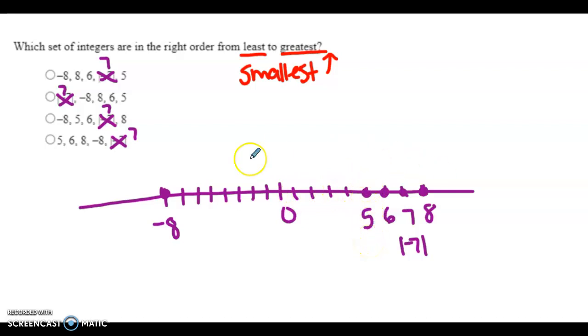Okay. So now that they're all on a number line, it's already ordered for me from least to greatest. So -8 is my smallest, then 5, then 6, then the absolute value of -7, and then 8. That would be from least to greatest.